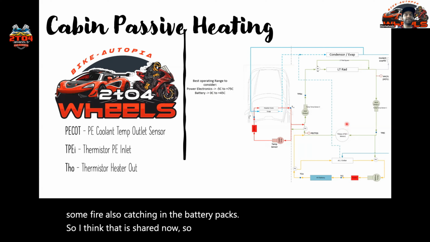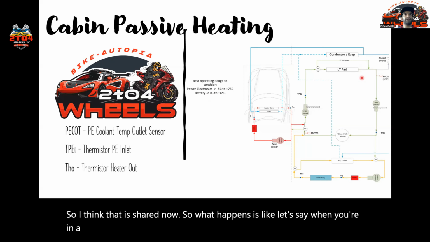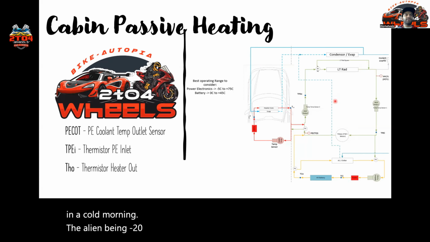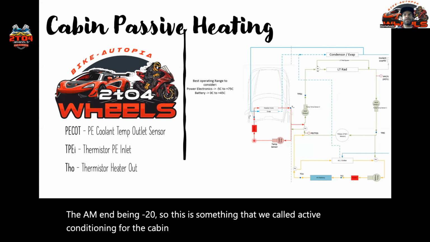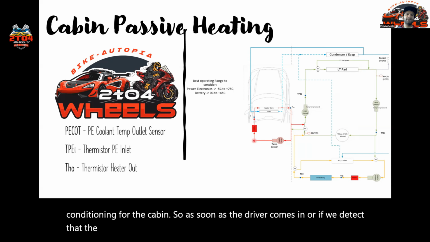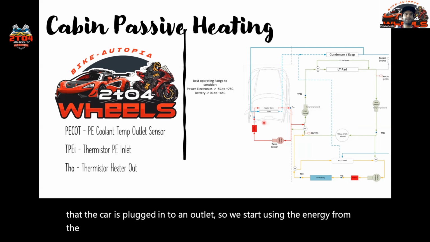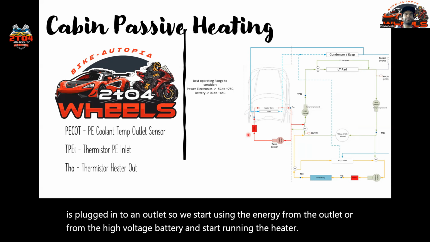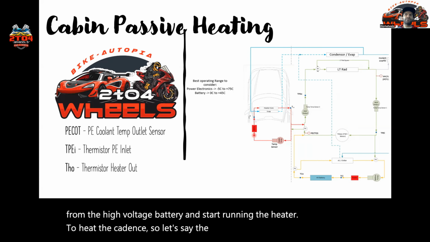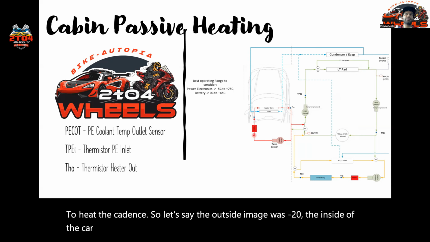So what happens is, let's say you are in a cold morning, the ambient being -20. This is something that we call active conditioning for the cabin. As soon as the driver comes in, or if we detect that the car is plugged in to an outlet, we start using the energy from the outlet or from the high voltage battery and start running the heater to heat the cabin. So let's say the outside ambient was -20, the inside of the car will still be around -18. So we start running the heater.